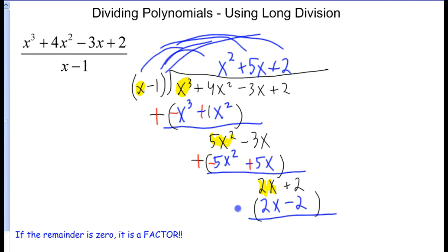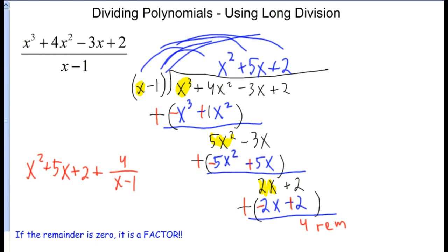You're going to subtract both of those. So we go and distribute. And I get, that goes away. 2 plus 2 is 4. So 4 is my remainder. My final answer would be x squared plus 5x plus 2, that's the quotient, plus, I like to put the remainder of 4 divided by the divisor of x minus 1.